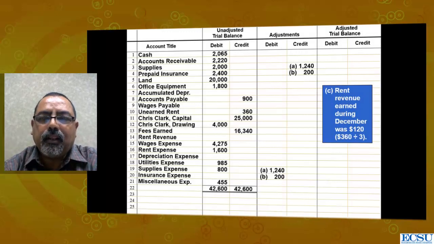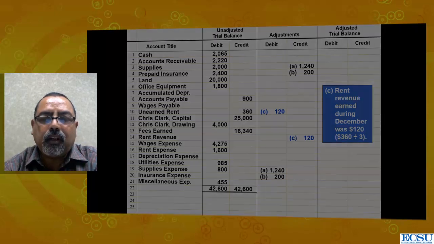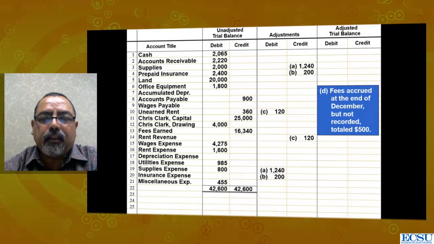Now, similarly, rent revenue earned during the year was 120. So that is why I'm debiting the unearned rent because I'm taking the earned part out of the unearned rent, and the rent revenue earned is 120. Next is fees accrued at the end of December but not recorded was 500.